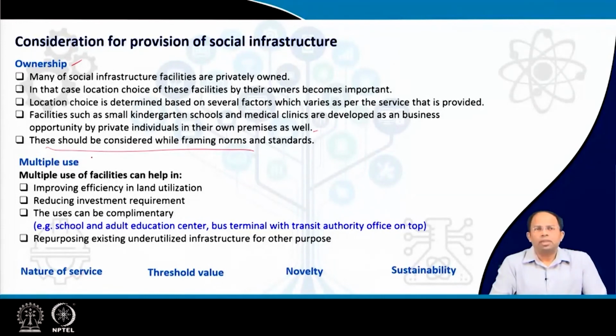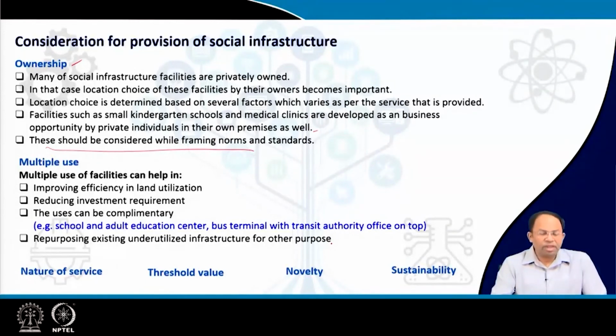Then multiple use, that means a facility can be designed to serve multiple purposes. This improves efficiency in land utilization. It reduces the investment that is required, and sometimes the uses can also be complementary. For example, in the morning the same facility can act as a school. In the evening, it can become an adult education center, or a place where some people, some homeless people, can take shelter at night. Or a bus terminal can have a transit authority office on top of it. So the same land area, the same building, could be utilized for multiple purposes.